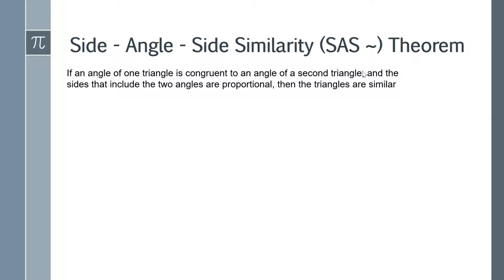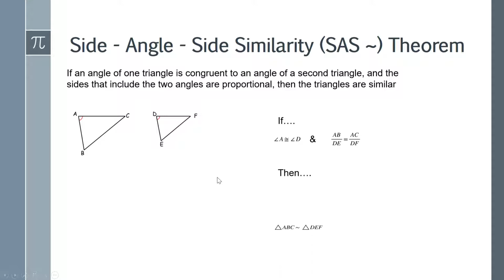So what does all that mean? So here is our picture. We've got that A is congruent to D, so that's our congruent angle. So the sides would be that AC over DF would have to be the same as AB over DE. So if A is congruent to D, which we have, and AB over DE is the same as AC over DF, then we can say that the triangles are similar.